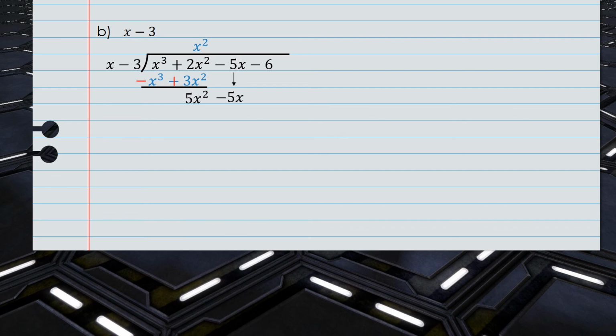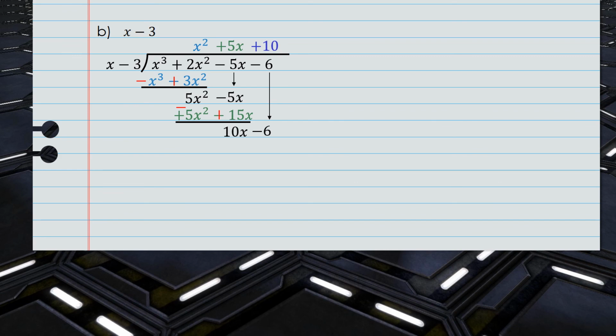Now we bring down minus 5x and we start back again. 5x squared divided by x is positive 5x. We multiply. 5x times x minus 3 gives us 5x squared minus 15x. To subtract, we draw the line and change the signs. Notice the 5x squareds cancel, and negative 5x plus 15x gives us 10x. Next, we bring down minus 6, and we start again. 10x divided by x is positive 10.